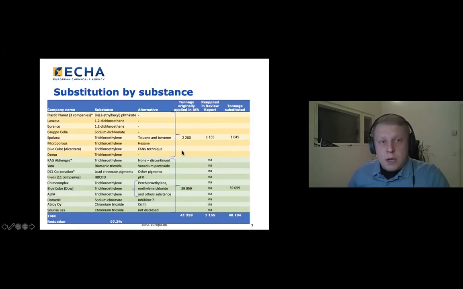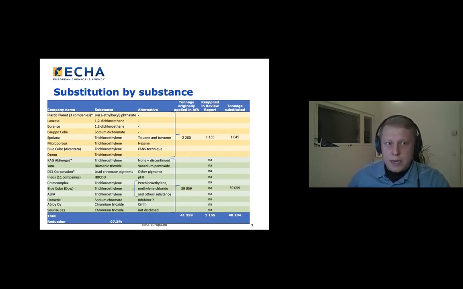So this is the table where we can see the companies and the substances that they're using. It's split into two sections, where the yellow section is focusing on the companies that have provided a review report and then reapplied, and the green one is where they haven't provided the review report. The asterisks here mark so-called unusual cases. Plastic Planet, I will cover immediately in the next slide.